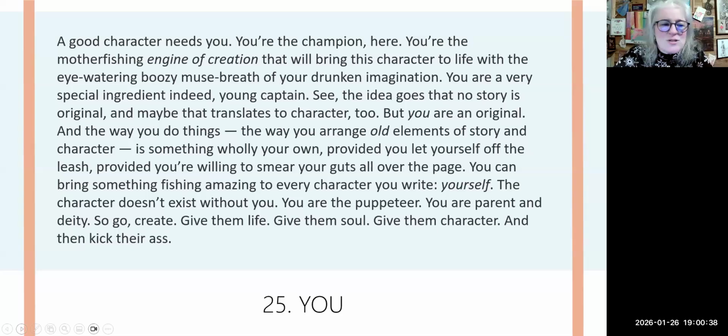See, the idea goes that no story is original, and maybe that translates to character too. But you are an original, and the way you do things, the way you arrange old elements of story and character, is something wholly your own, provided you let yourself off the leash, provided you're willing to smear your guts all over the page. You can bring something fishing amazing to every character you write: yourself. The character doesn't exist without you. You are the puppeteer. You are parent and deity. So go ahead, create. Give them life, give them soul, give them character, and then kick their ass.